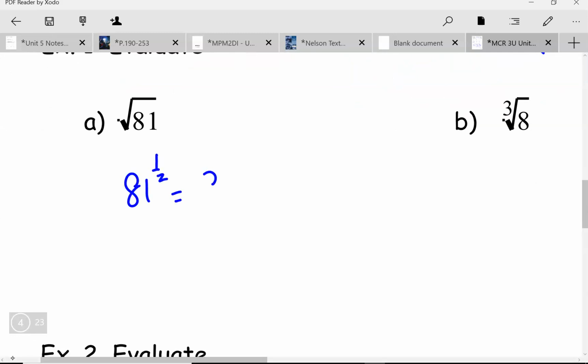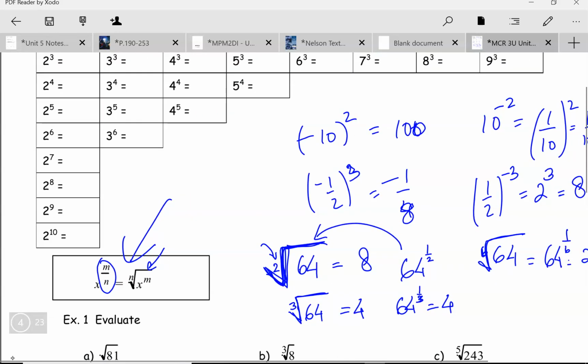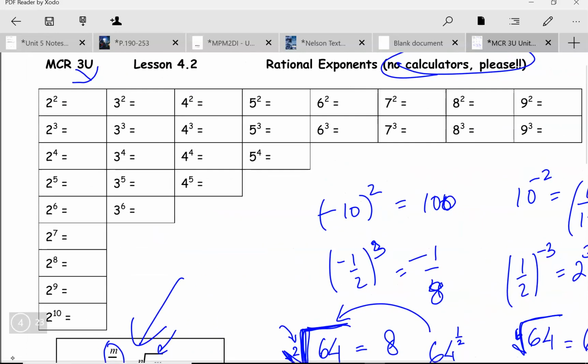Which is 9, right? So now we're getting smaller. Instead of 9 squared, we're doing 81 to the power of half. So as an example, I'll do the 3. So this is 9, 27, 81. So 9 to the power of half is 3, because that's the opposite of squared.